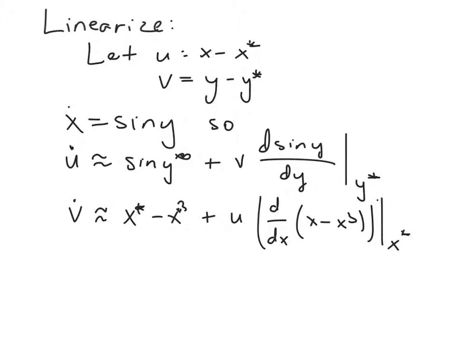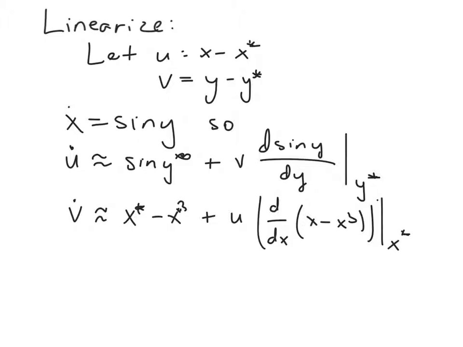And then v dot is going to be equal to y dot. Recall that that was x minus x cubed. So for v dot, the linearization will be the value of the function evaluated at the fixed point, that's x star minus x star cubed, plus the x deviation times the derivative of the function with respect to x, plus the y deviation times the derivative with respect to y, but there was no y component, and so that piece is 0. And now let's simplify these.